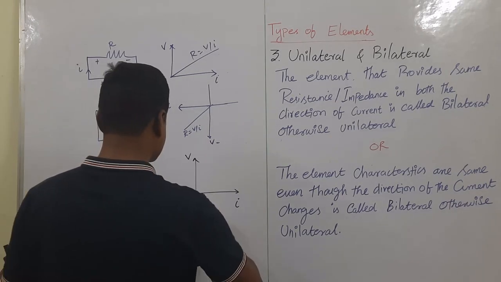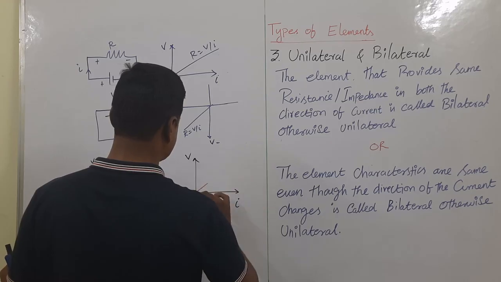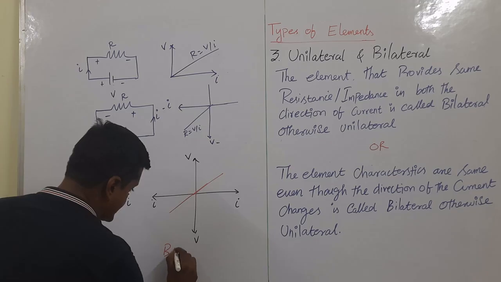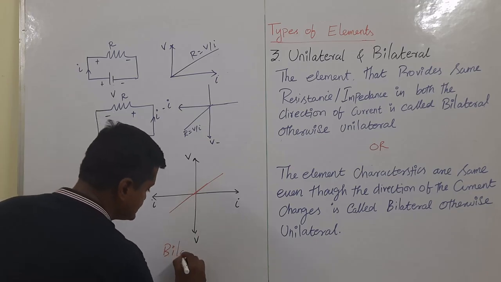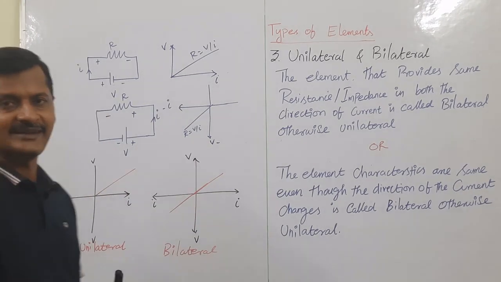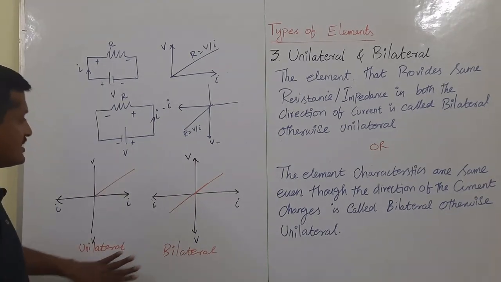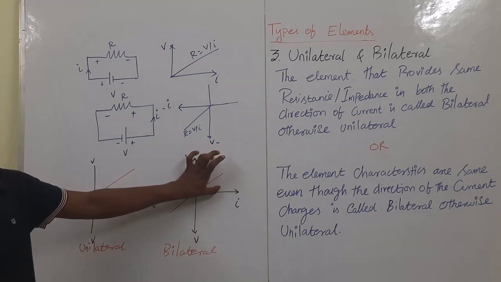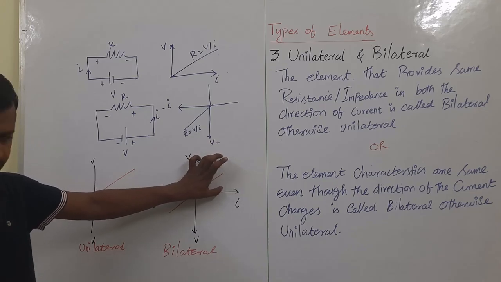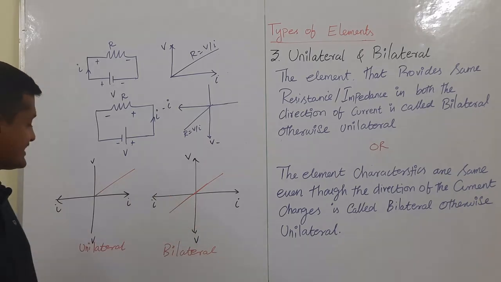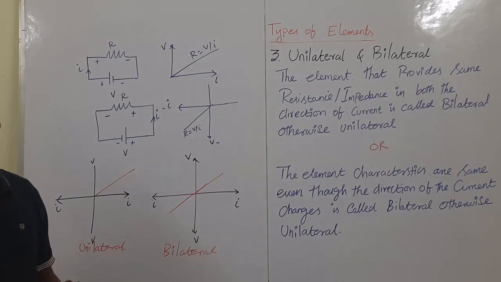Bilateral, both directions have the same way, that is called bilateral. This is the characteristics for a bilateral element. This is for unilateral, this is for bilateral. For bilateral, whatever characteristics come in this quadrant, the same will be repeated in the opposite quadrant. So this is called a bilateral element, and this is a unilateral element.